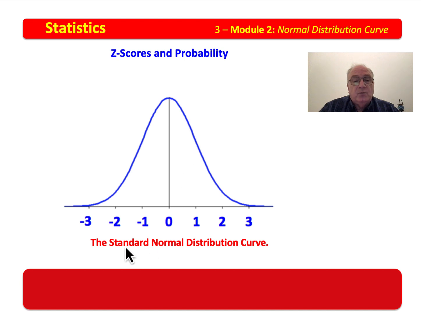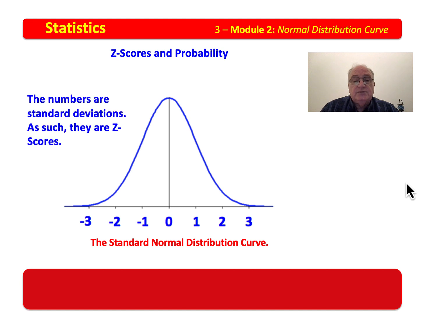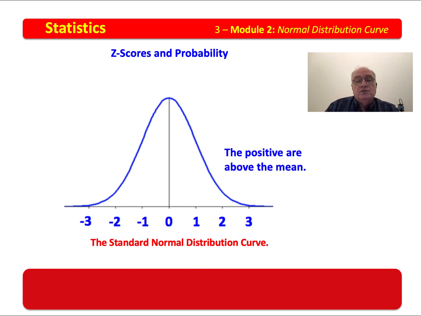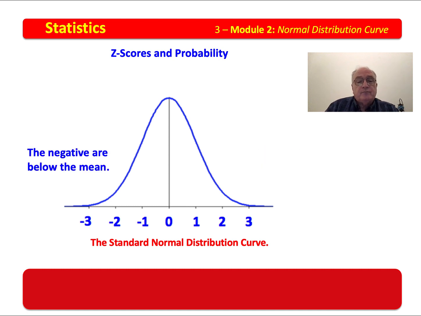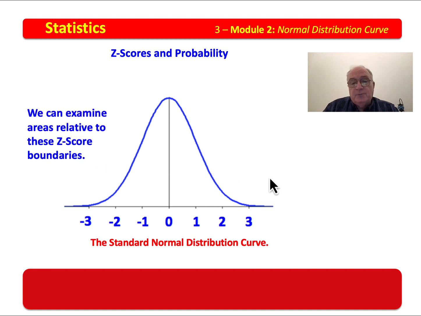It turns out that when we have the standard normal distribution curve with a mean of 0 and a standard deviation of 1, the numbers along the bottom number line become z-scores because they tell how many standard deviations a given data point is from the mean. The numbers are standard deviations. As such, they are z-scores. And those above the mean are positive. Those below the mean are negative. So these are positive, and these on this side are negative.